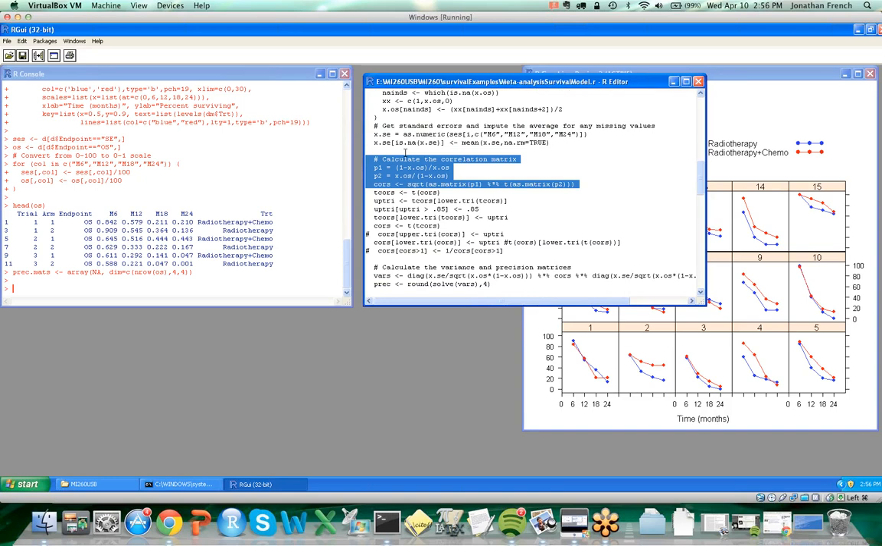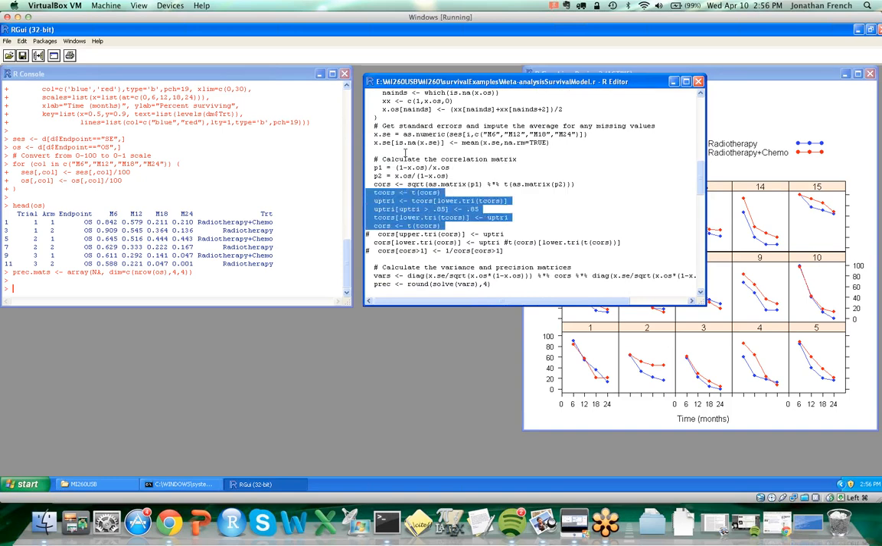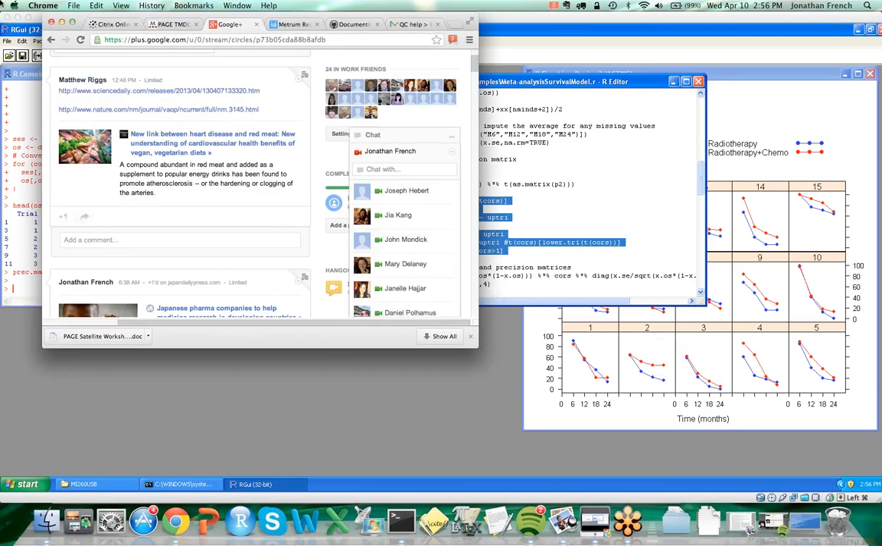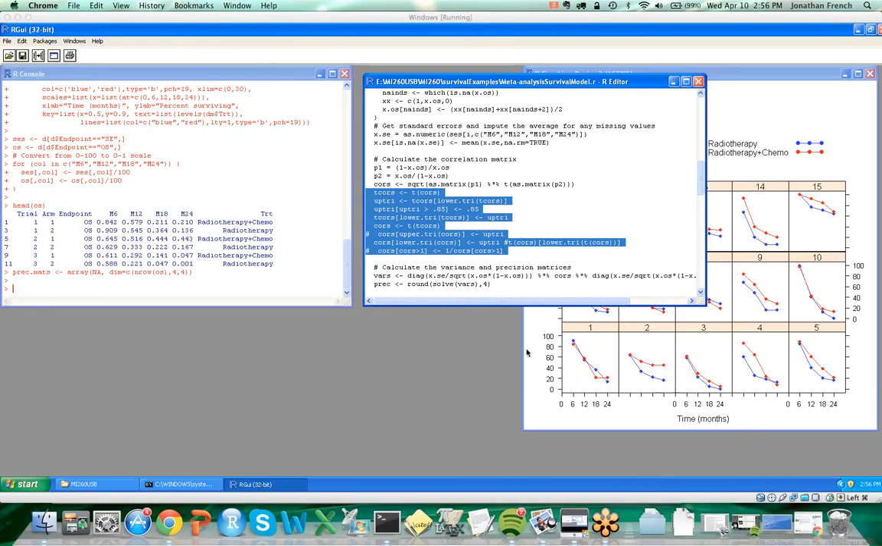Then this little bit of code here calculates the correlations. And then we need to do a little bit of manipulation in order to make those correlation values into a symmetric matrix. Let me pull up the slides real quickly and show you why that's important.